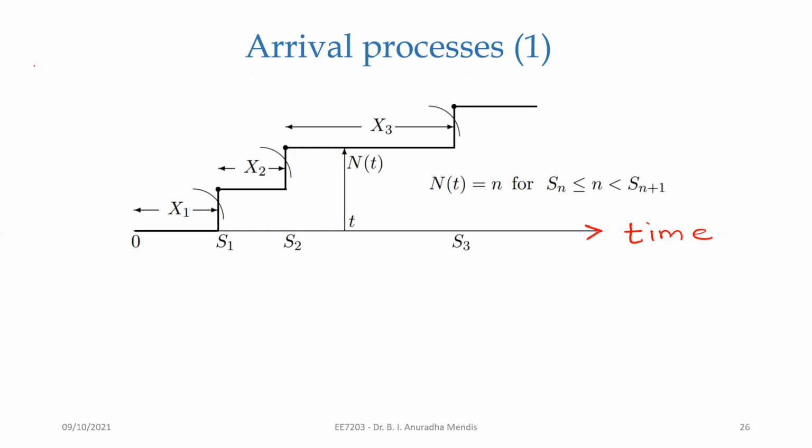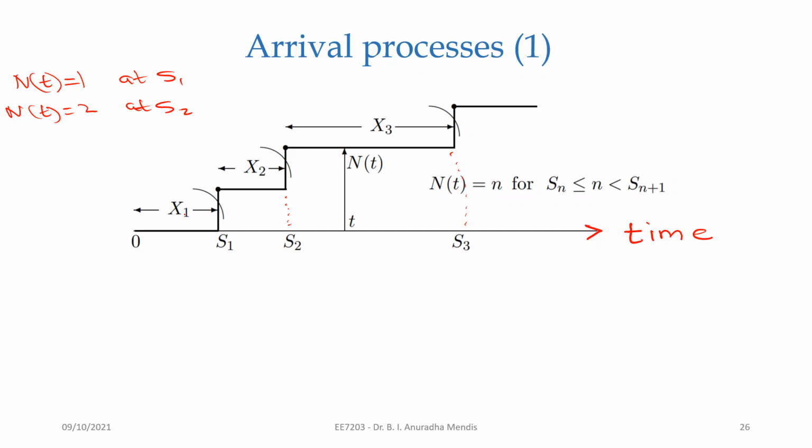So this N(t), capital N(t), is the counting number. N(t) equals 1 at S1. N(t) equals 2 at S2, because the second arrival also happened at this time. And at this time, the third arrival happens.